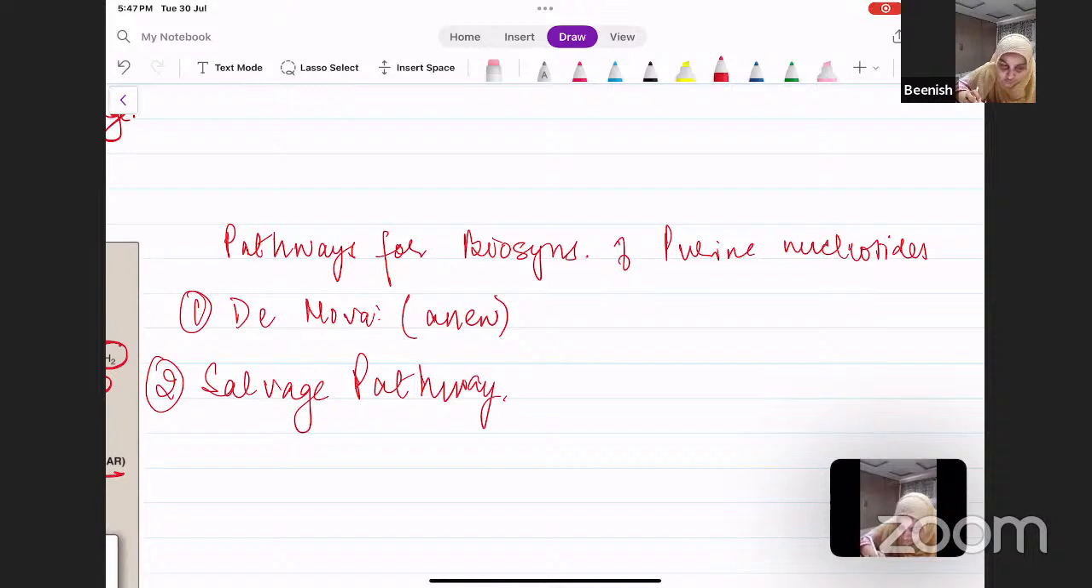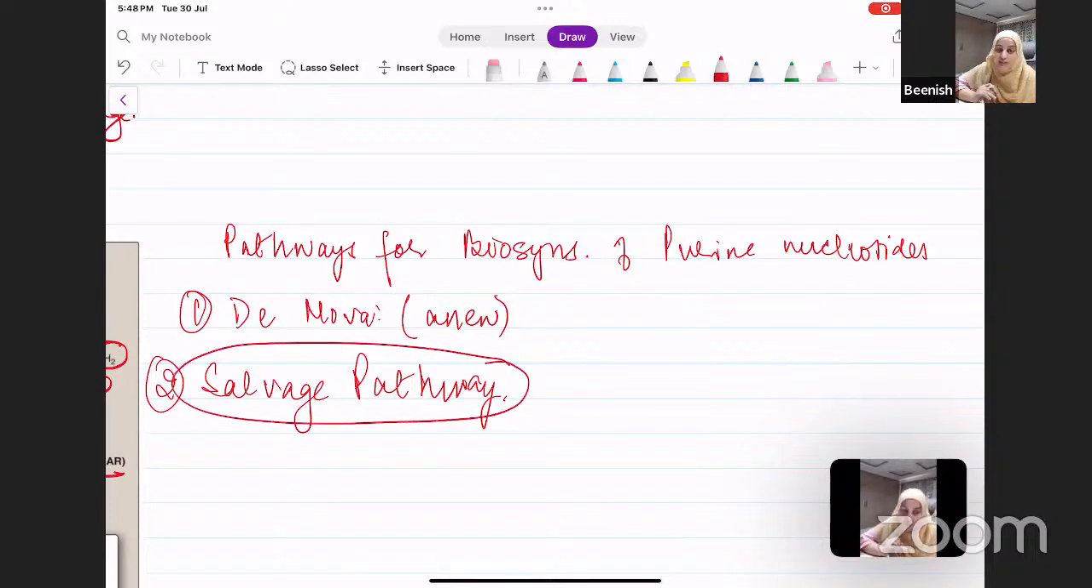Now, what is the salvage pathway? Here, the preformed bases are recovered and connected to a ribose unit. So what is happening in the salvage pathway? This ensures recycling of purines formed by degradation of nucleotides. So your nucleotides are degrading, and then the recycling of purines is going to take place. So you're basically salvaging those purine bases.